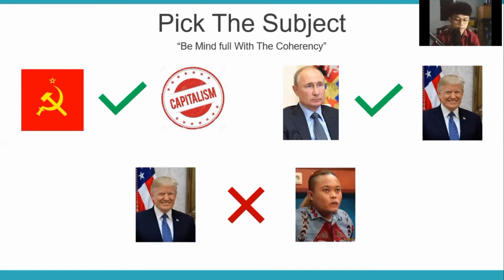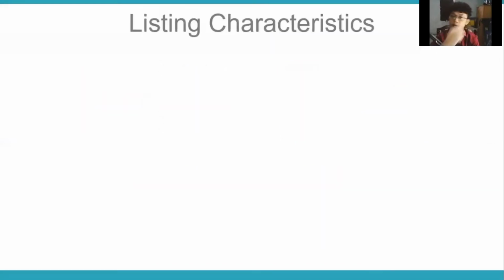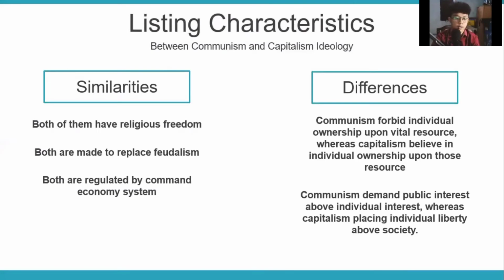The second step is that you should list the characteristics of the subjects that you are comparing or examining. You should first write the similarities between the objects, then write the differences between them. Here is an example. This step will make it easier for you to organize your essay.